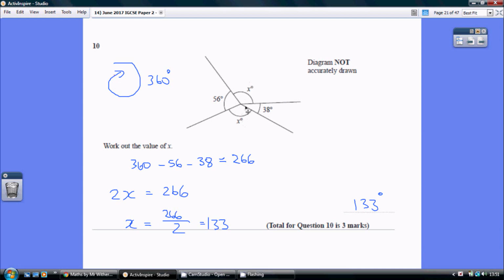So 2x must equal 266. So 1x must be half of this, which is 133 degrees. Because what we're saying is 56 add 133, add 38, add 133 gives us our 360 degrees.